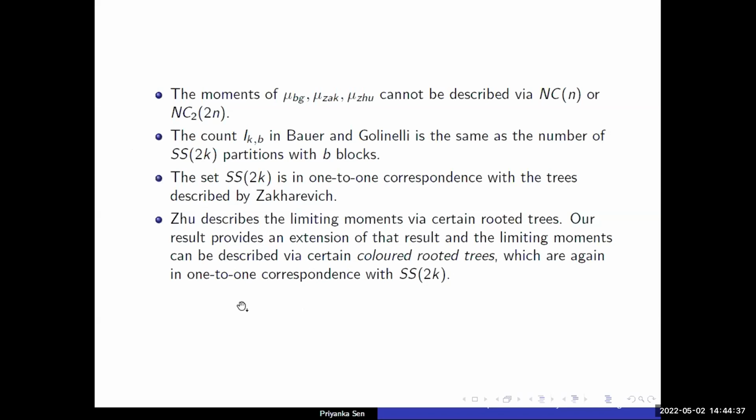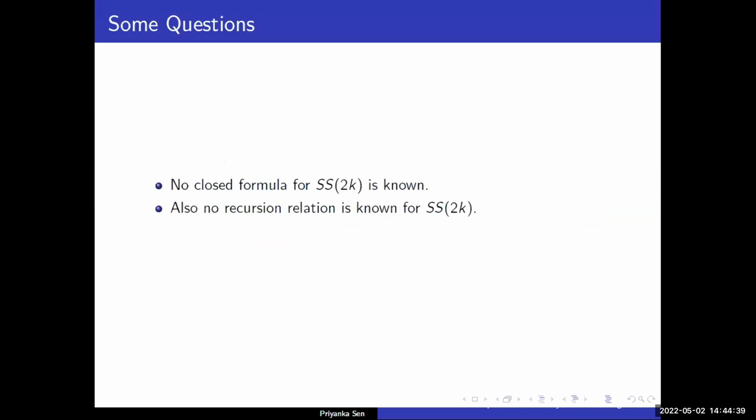So, although we have got the SS2K set of contributing partitions, there are still some questions which we couldn't answer. Like, we couldn't find a closed formula for SS2K. It does not form a lattice, and there is no known recursion relation for SS2K. So these are some future questions that could be asked, and probably could be answered.